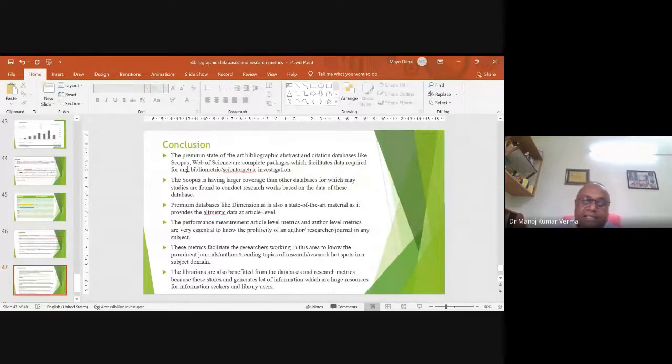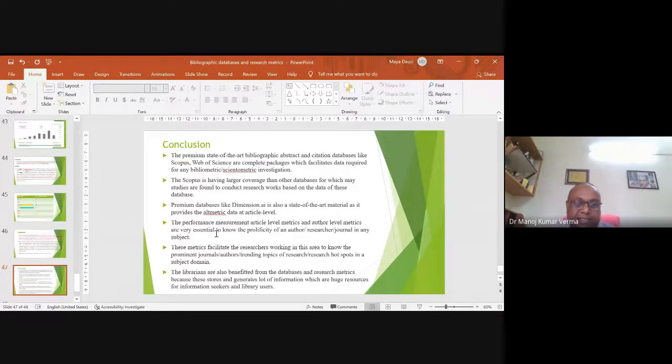And finally, I reach my conclusion, that the premium state-of-the-art bibliographic data and abstract citation databases like Scopus and Web of Science are a complete package which facilitates the data required for any bibliometrics and metrics investigation. Scopus has larger coverage than other databases, for which many studies are found to conduct research work based on the data of these databases.